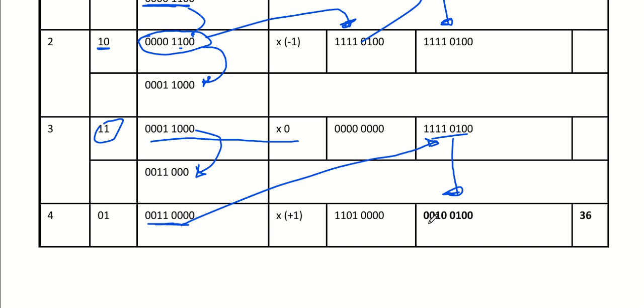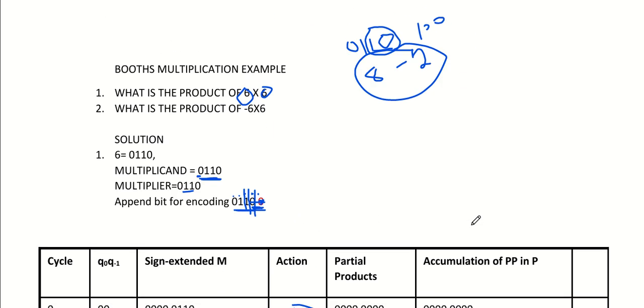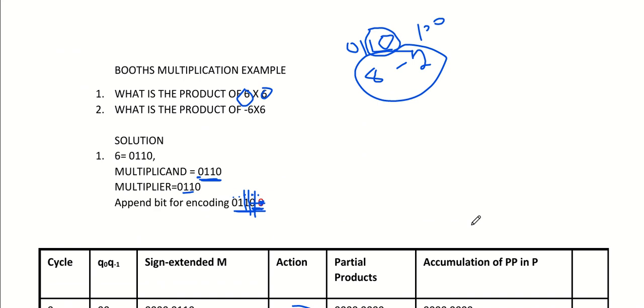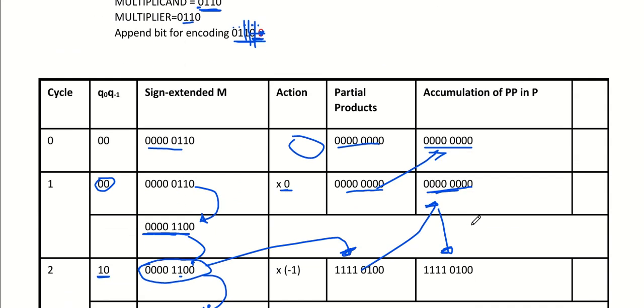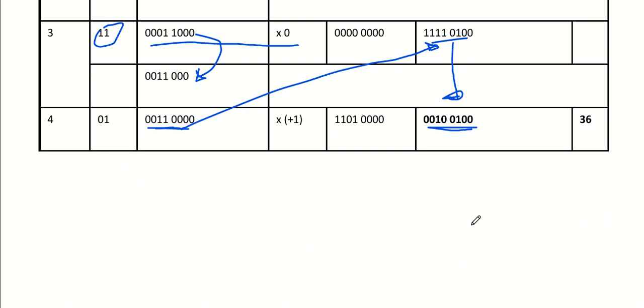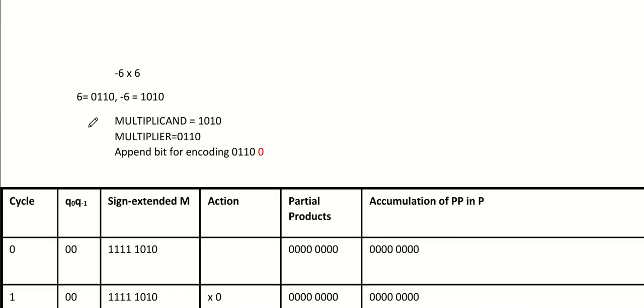So you can check your answer. This one is 36 in decimal. So that's your answer. 6 times 6 is 36, so our answer is correct. Now let's try a last one, and this one we are going to use -6. The same procedure. Positive 6 is 0 1 1 0.